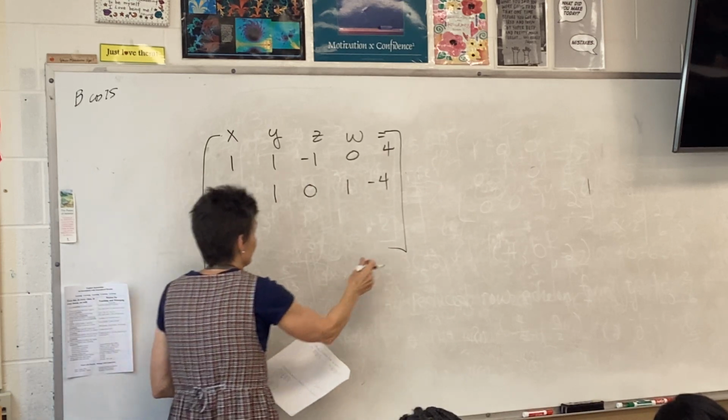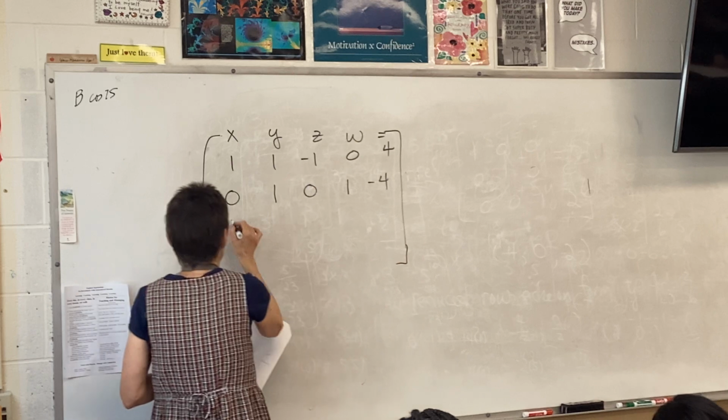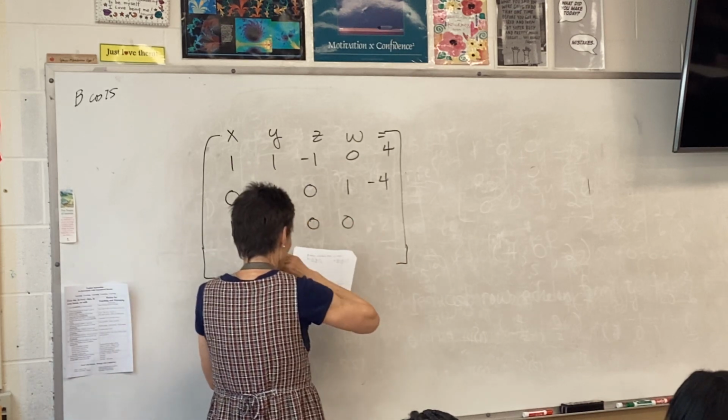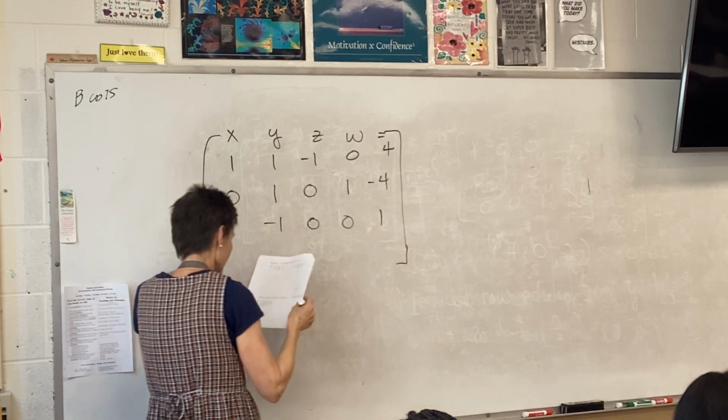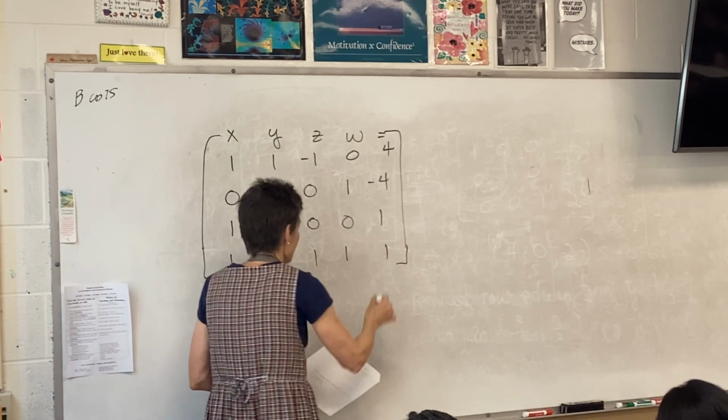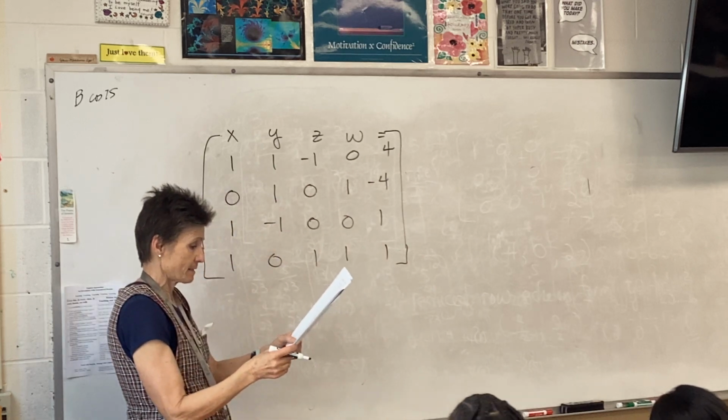Next. 1, negative 1, 0, 0, 1. 1, 0, 1, 1. How's that look? Did I get everything in the right spots?